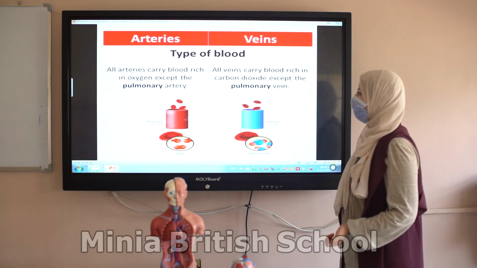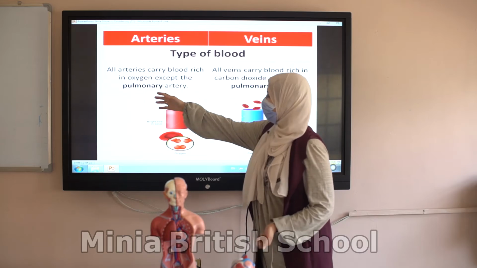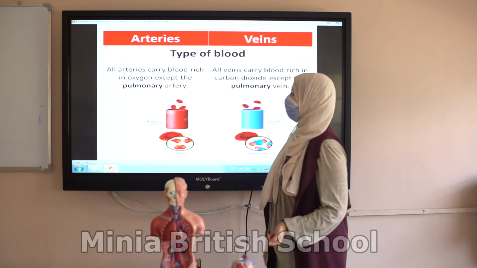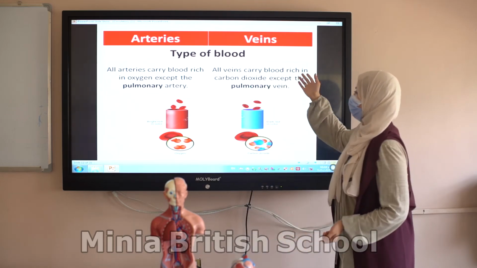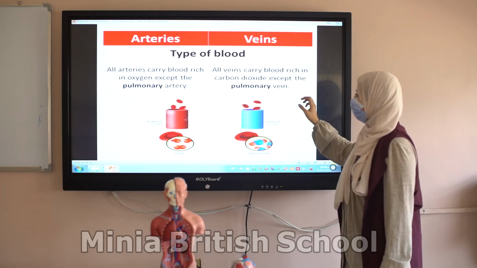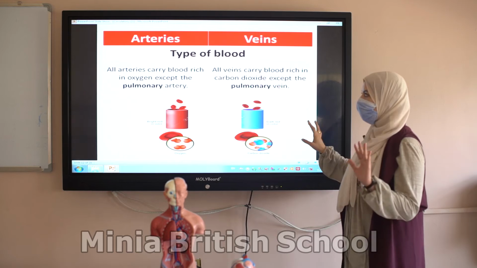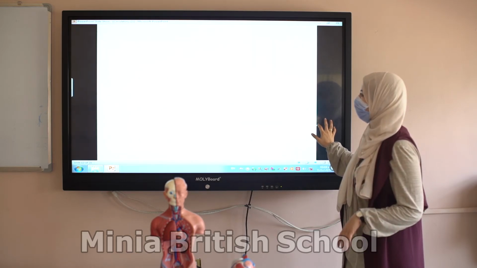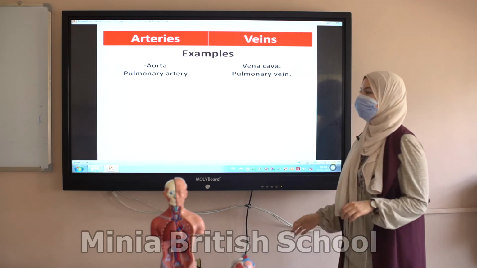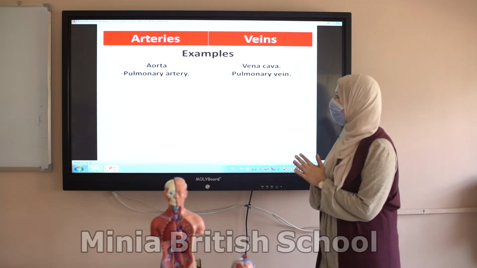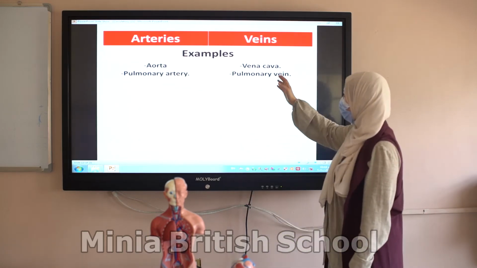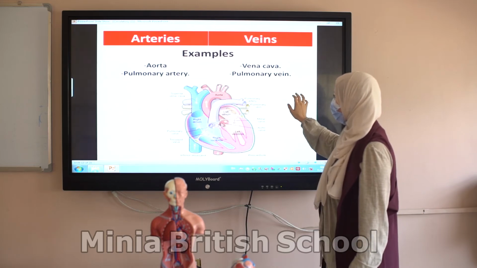What about the type of blood? Arteries carry blood rich in oxygen, except the pulmonary artery. It's rich in carbon dioxide. What about the veins? They carry blood rich in carbon dioxide, except the pulmonary vein, which is rich in oxygen. So arteries carry oxygen, but veins carry blood rich in carbon dioxide. Let's know examples of arteries: aorta and pulmonary artery. What about veins? Vena cava and pulmonary vein.